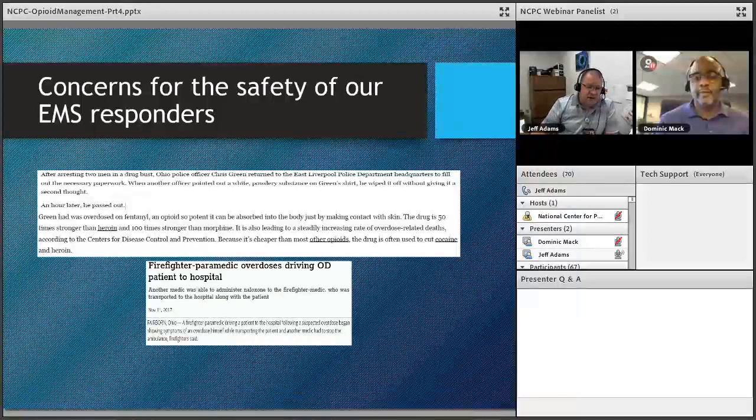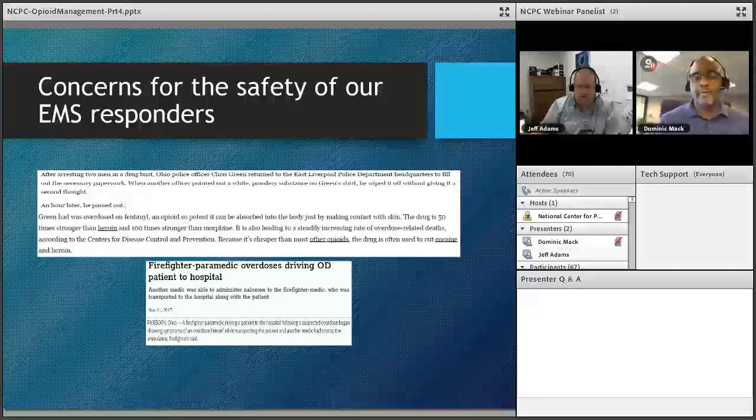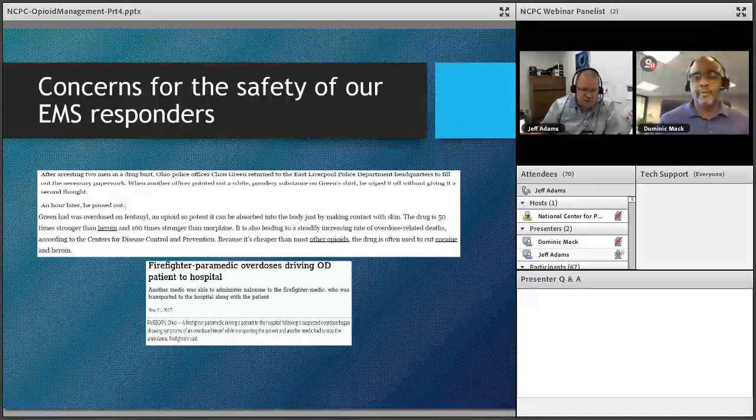And then the bottom one here, you see the firefighter paramedic overdose. That was on November 11th. So we're talking here recently. And this is actually a friend of mine who was the one in the back with the patient, a fellow medic that I ran with a lot. I called and asked him about this, and he told me that what happened was they had taken care of the patient. The patient was fine. They got the patient back. She was in the back.